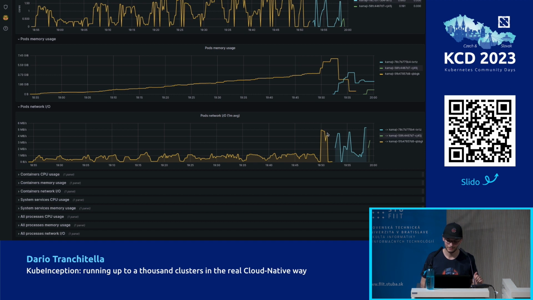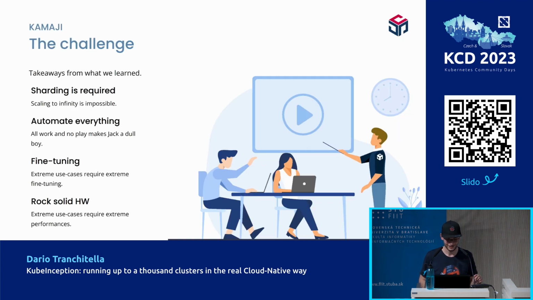And also, in regards to the network, here we can see that we got some spikes because the local cache of Kamaji was getting populated with new data. But I'd say that it doesn't look like an application that is managing 1,000 tenant control planes. So I want to give you some insights that I discovered doing this benchmark.